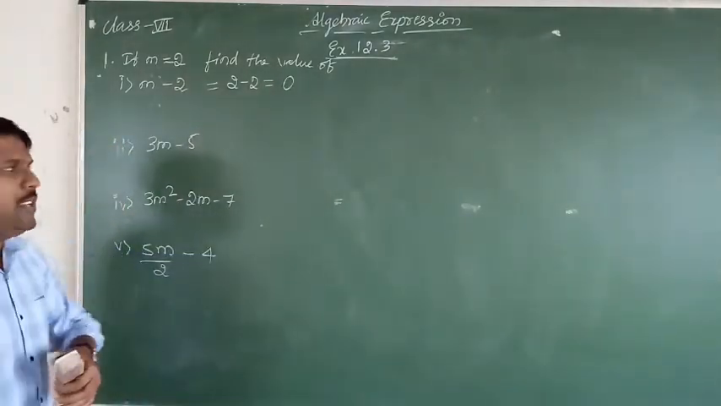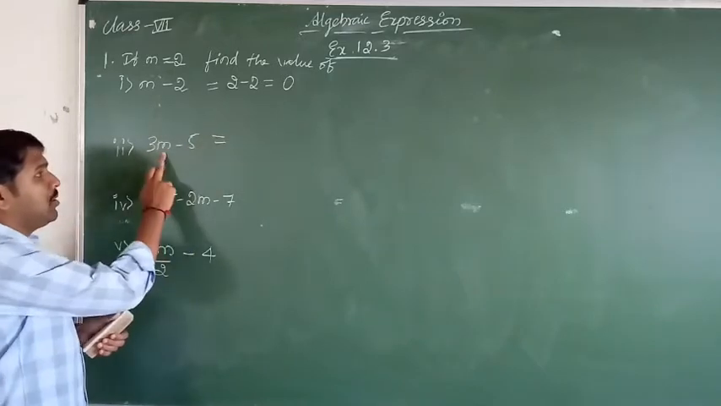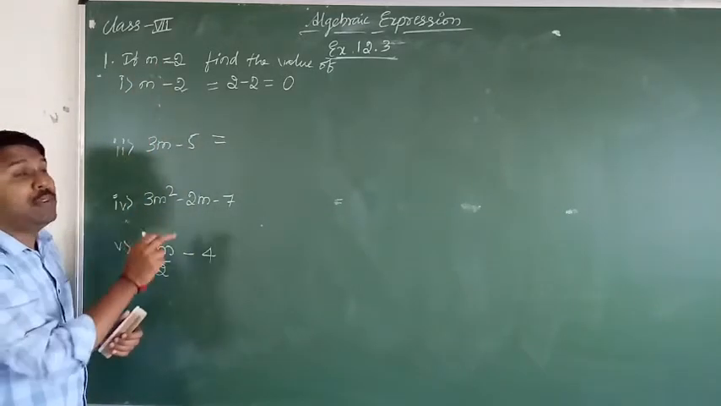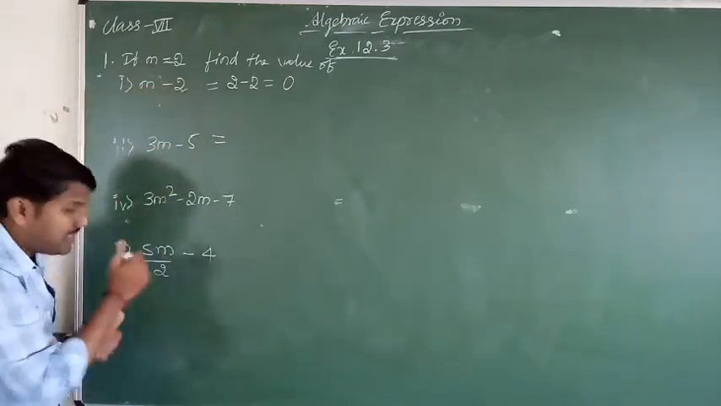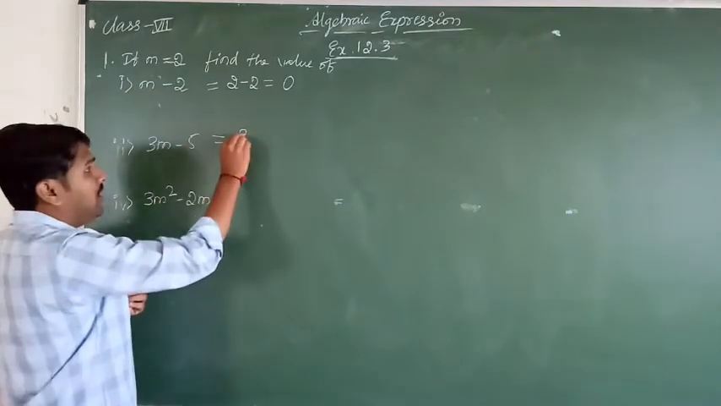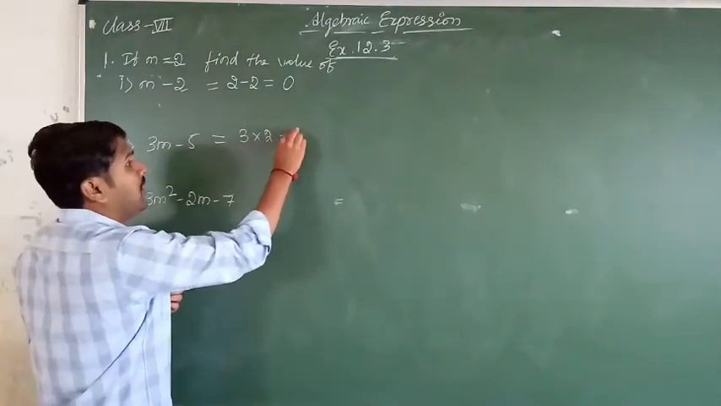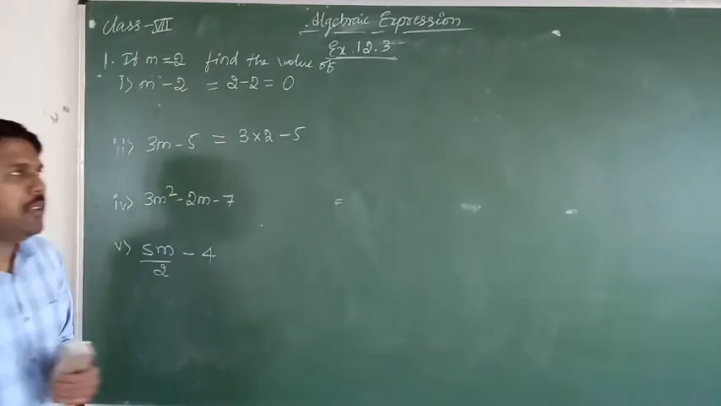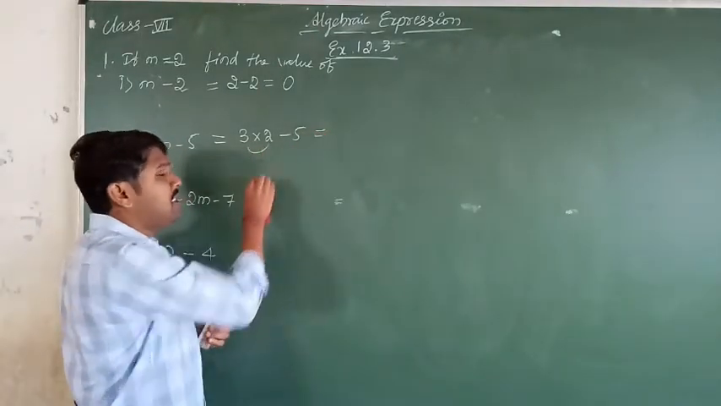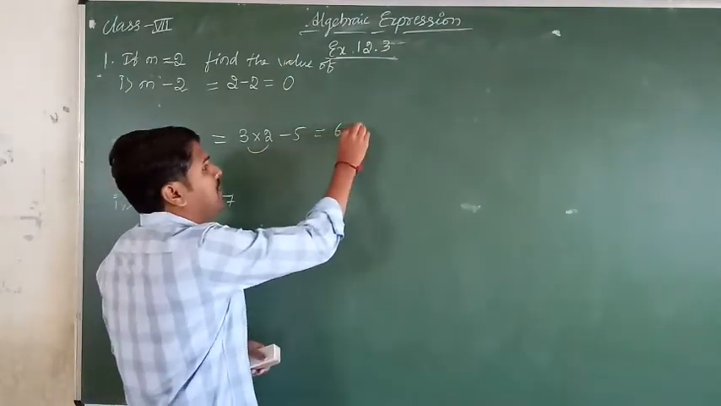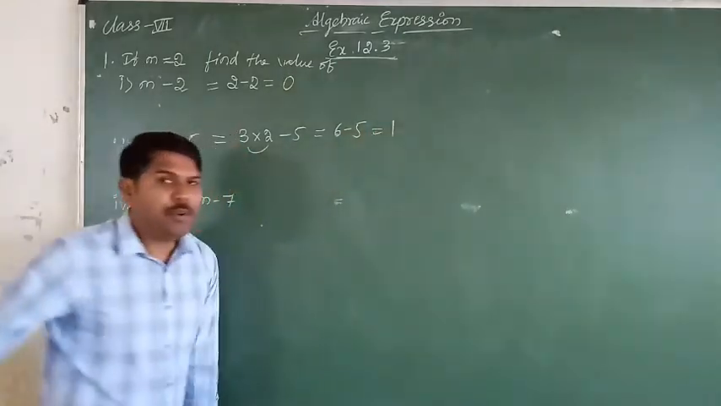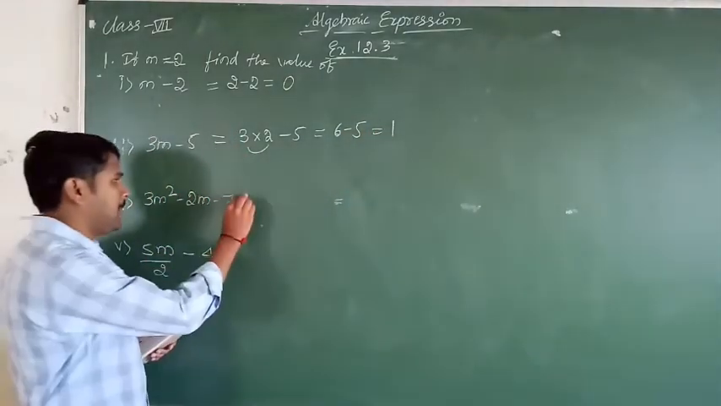2 minus 2, 0. So next, m equals 2. You have to put the value m equals 2 for all these expressions. So 3 into 2 minus 5. Okay. So what will be the answer? 3 2s are 6 minus 5. 6 minus 5, 1. So next.